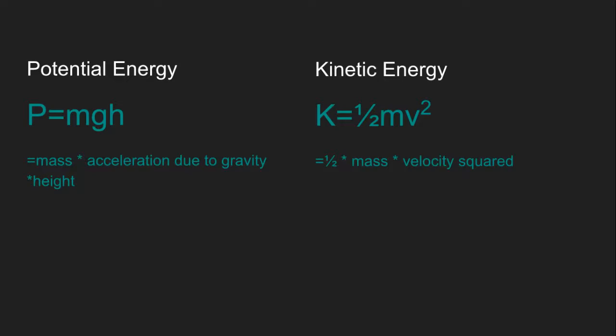And there's a couple equations to go with this for potential energy. It's P equals mgh, which is the mass times the acceleration due to gravity times the height. So say you have a bowling ball and you're holding it up at 10 meters in the air, and say the bowling ball is 10 kilograms.